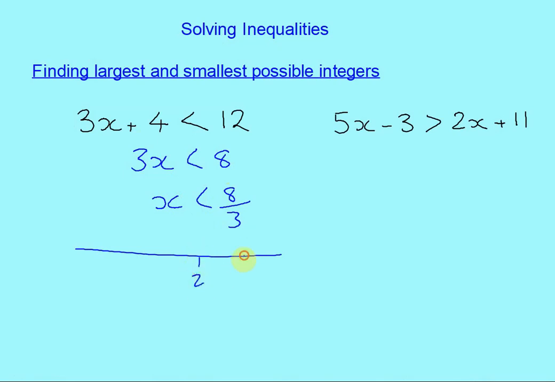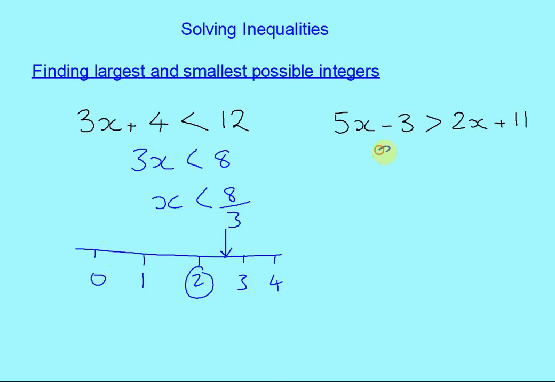So we're going to have 2, we're going to have 3, we're going to have 1, we're going to have 0, we're going to have 4 at the other end. But 8/3 or 2 2/3 is about there. So what is the largest it could be? It could be 0, it could be 1, it could be 2, but it can't be 3 because it has to be less than this value. So the largest it can be is 2. They're not going to ask you the smallest because there's an infinite amount of small numbers there. So this one would be: what is the largest integer that satisfies this inequality at the top there.